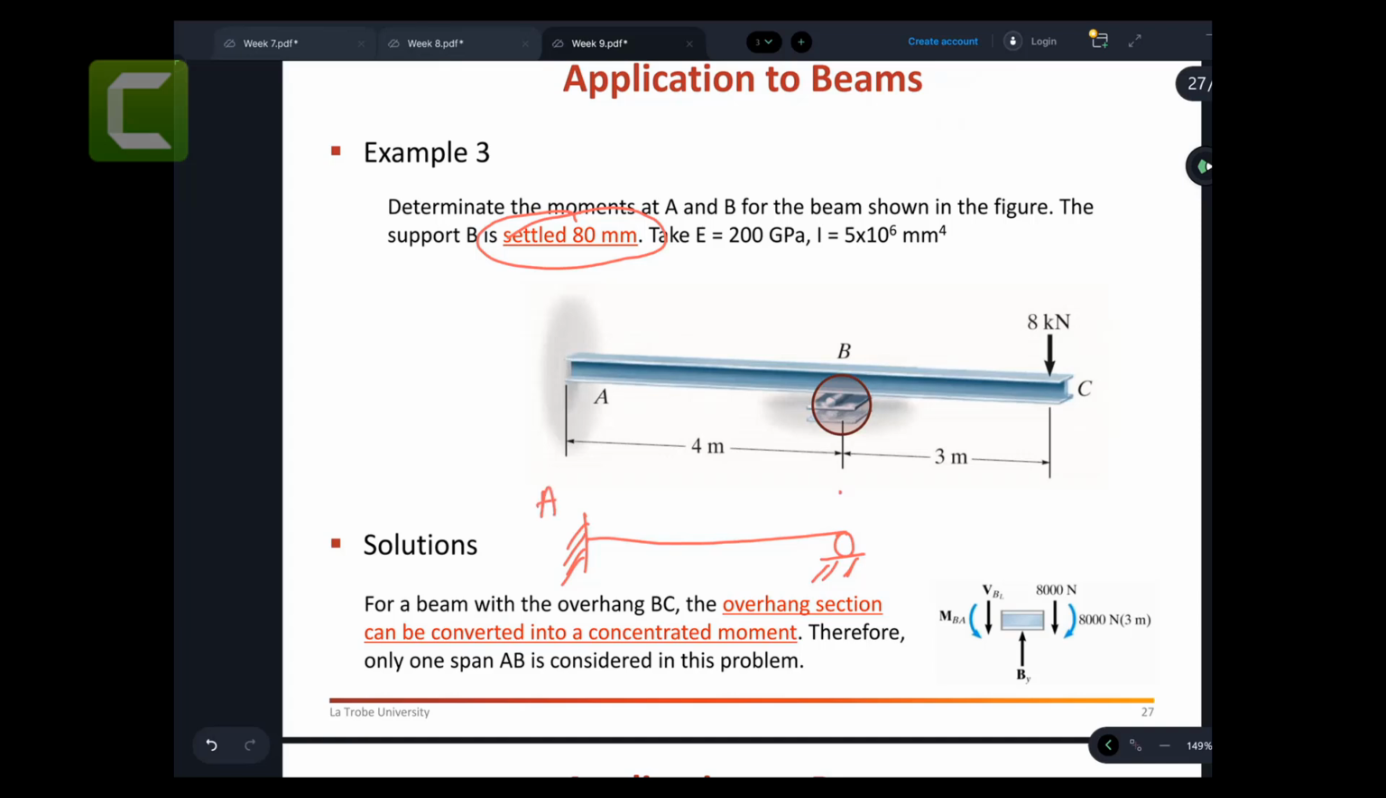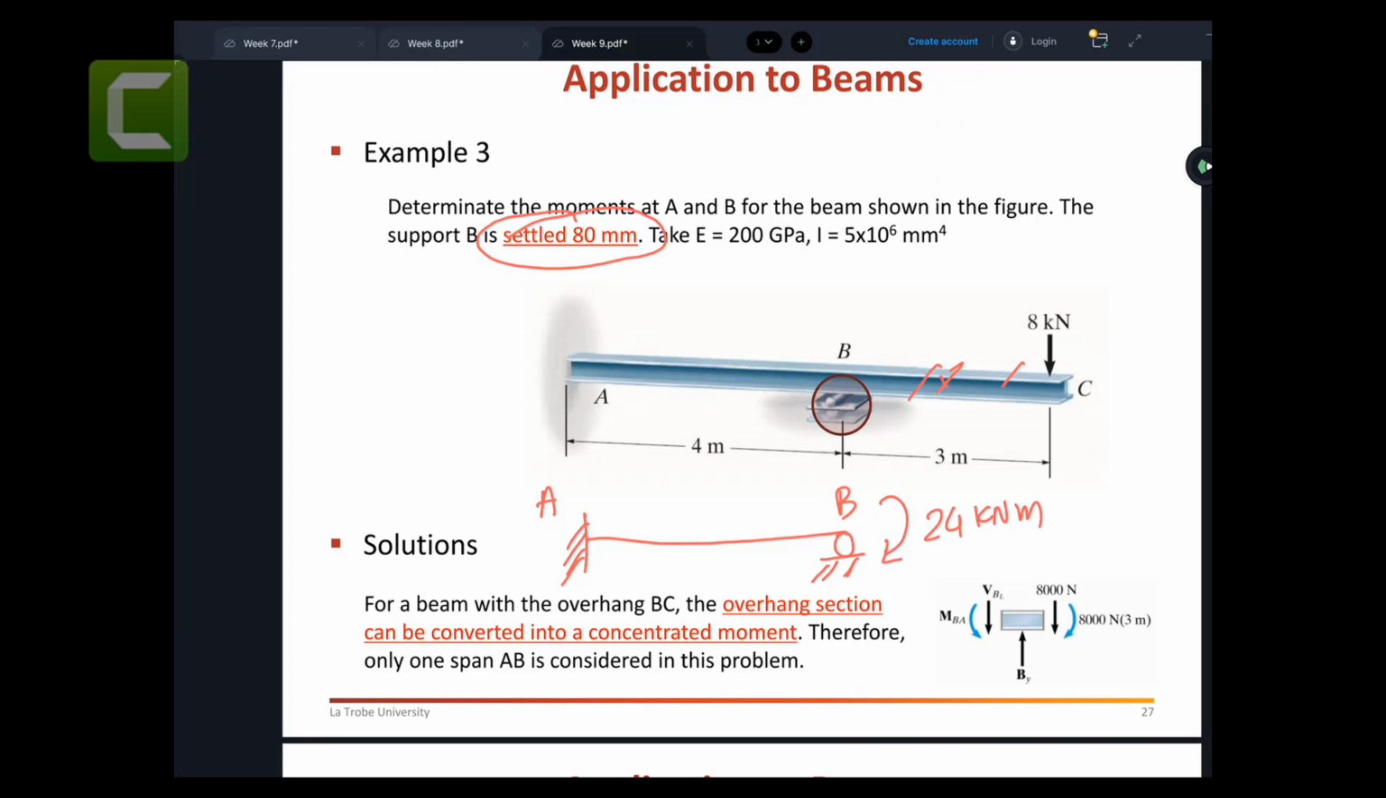A, and we just remove this guy by putting the moment here, 24 kilonewton meters. Simple. So this whole problem becomes AB only. We're not going to draw BC, and we're not going to calculate end moments for BC and so on in the slope deflection equation. We just remove the whole part of BC, completely ignore it.